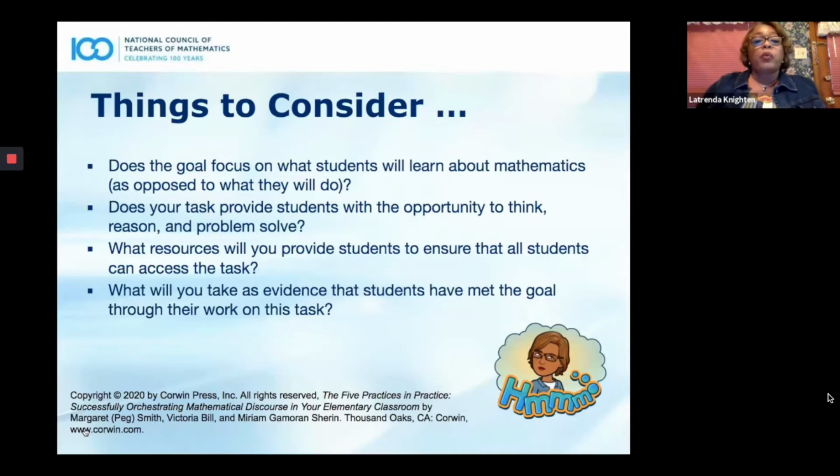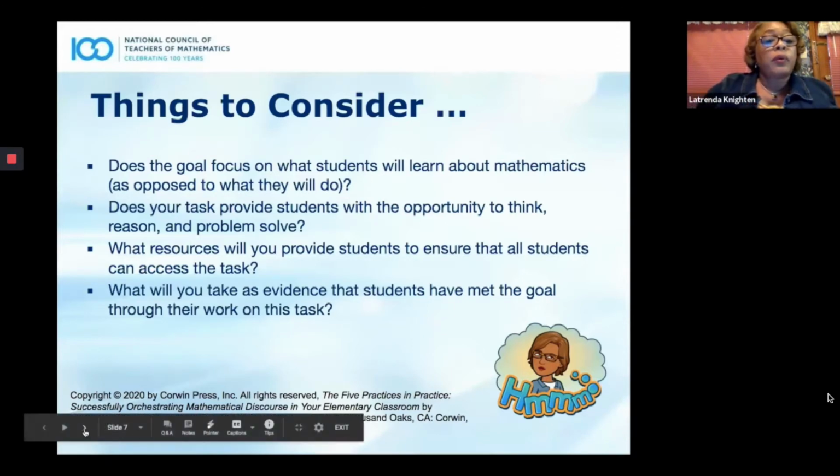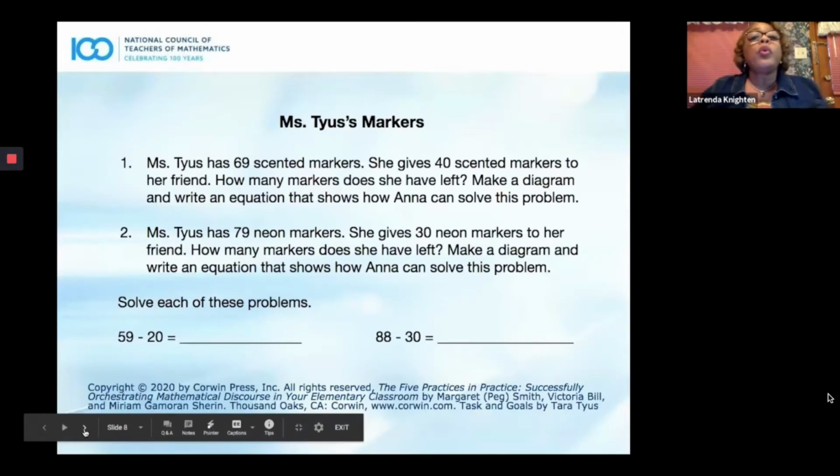And keep in mind, when we think about those 8 effective mathematics teaching practices, one of the things we want to think about is having that entry level for all students, so making it accessible. And what will you take as evidence that students have met the goal through their work on this task? With that said, we want to look at a task.